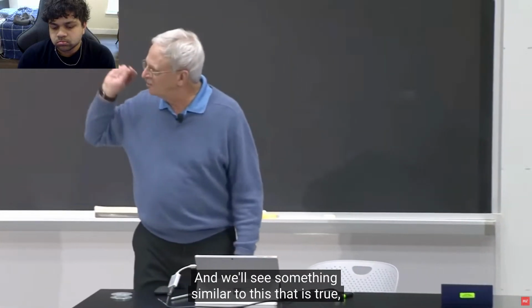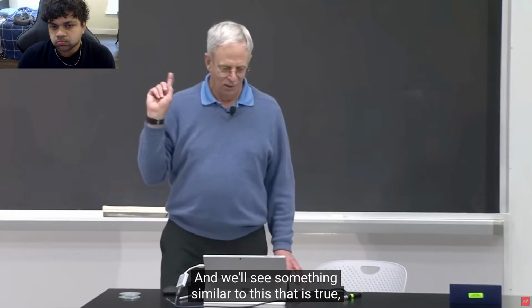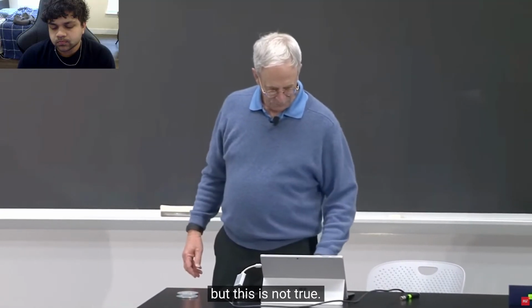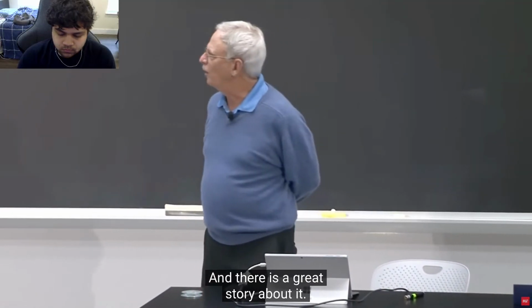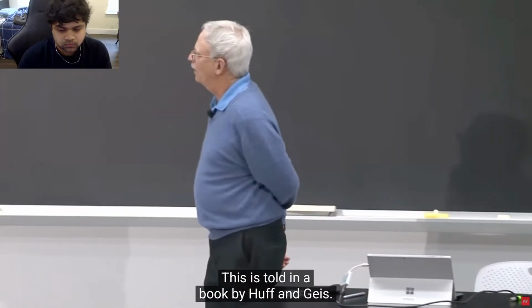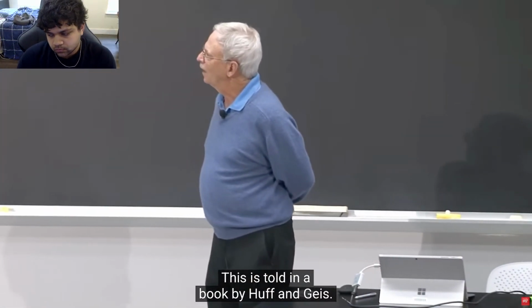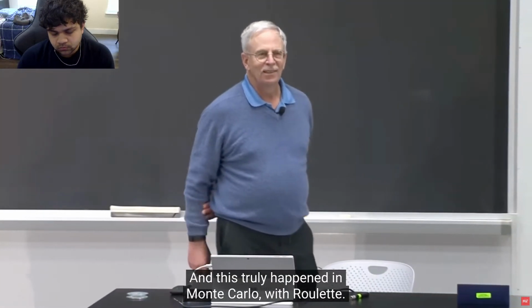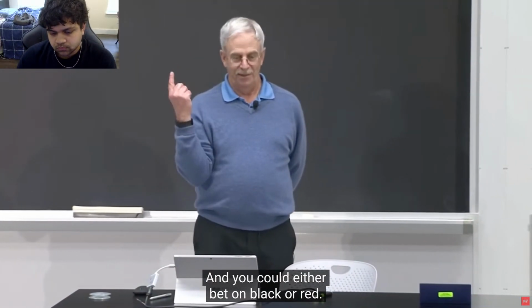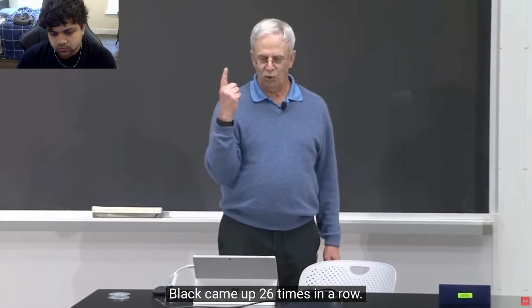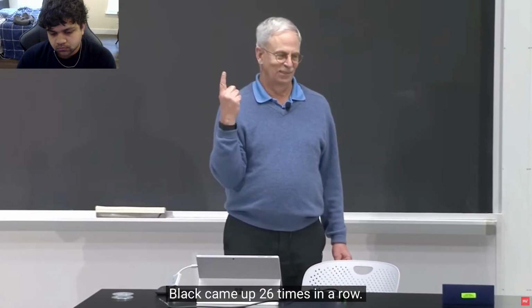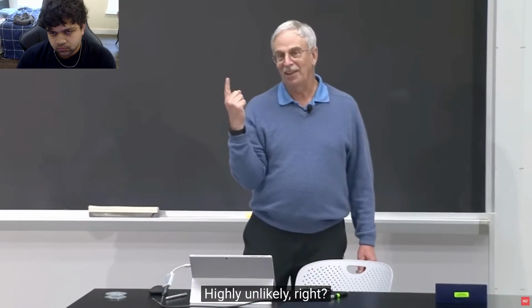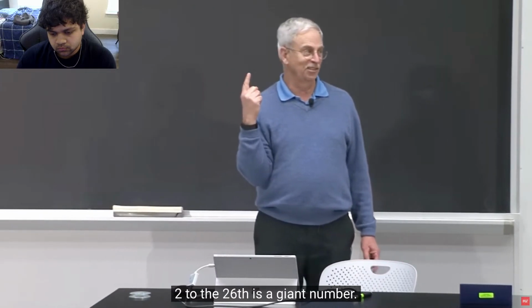And we'll see something similar to this that is true, but this is not true. And there's a great story about it. This is told in a book by Huff and Geis. And this truly happened in Monte Carlo with roulette. And you could either bet on black or red. Black came up 26 times in a row. Highly unlikely, right? 2 to the 26 is a giant number.